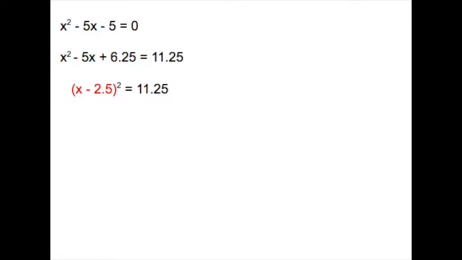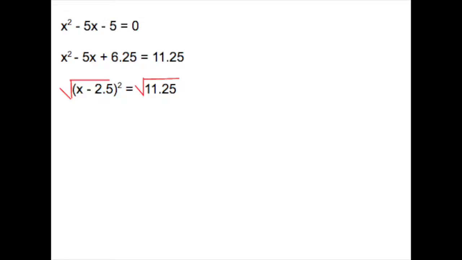Now, because x minus 2.5 is being squared, we can take the square root of this to undo the square. Again, the square root and the square will cancel one another out, which is what we want. What we do to one side of an equation, we must also do to the other side. Looking to the left side of the equation, the square root and the square will cancel one another out, leaving us with just x minus 2.5.